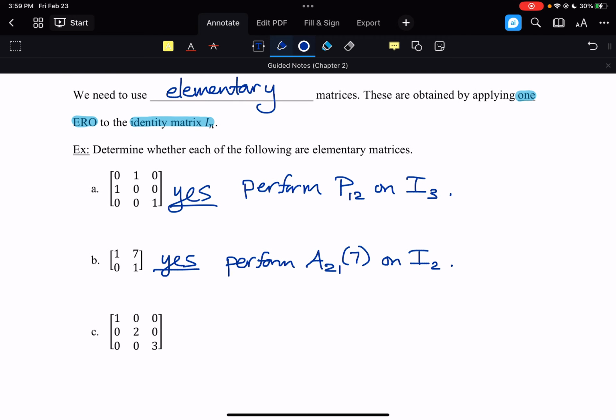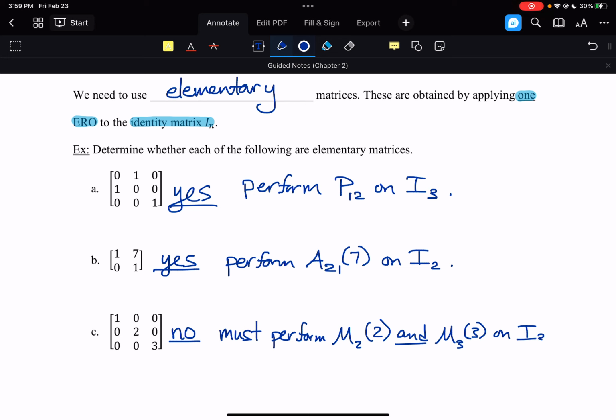And then we have this one. This one initially might look promising because it's got the main diagonal here. The problem is the fact that this is multiplied by 2 and this is multiplied by 3. So no, this one will not be elementary. And the reason is we must multiply 2 by 2 and multiply 3 by 3 on that identity matrix. So in order to obtain this result, you would have to apply 2 EROs in order to get this from the identity, which by definition means this cannot be an elementary matrix.